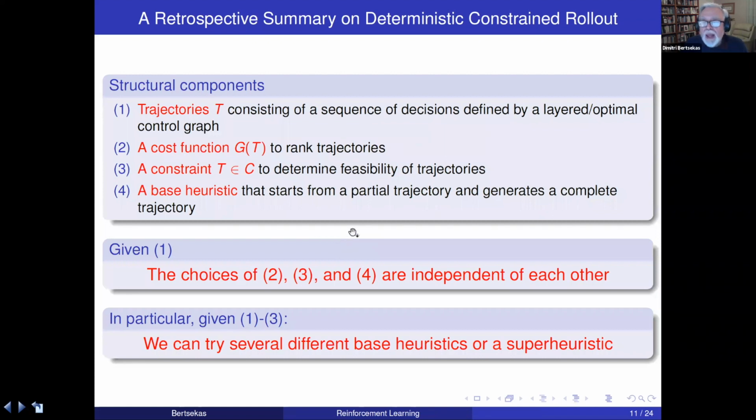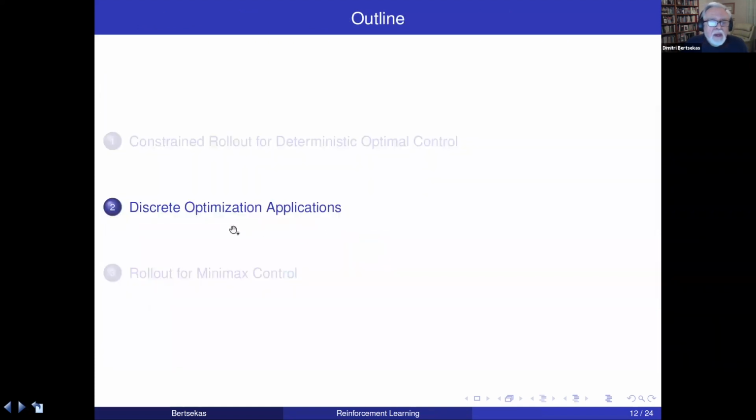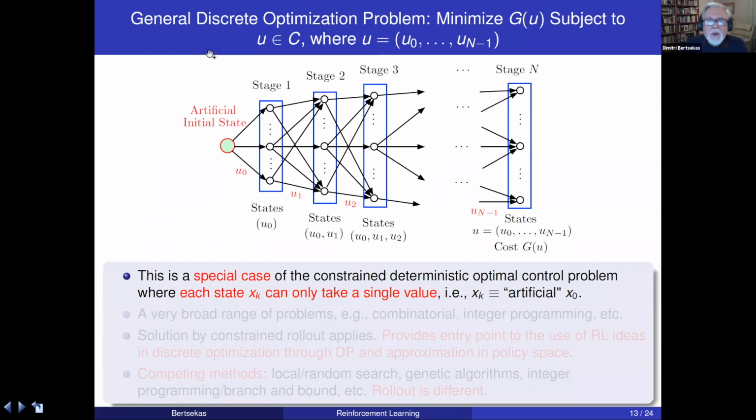And now I'm going to look at a particular type of problem involving discrete optimization. So here's the problem. It is very general and very useful. An awful lot of optimization just has this structure here. The problem is to minimize a general cost function, g(u), subject to u lying within some constraint set. And the only thing that we assume here, other than finite control space, finite choices for u, is this component structure.